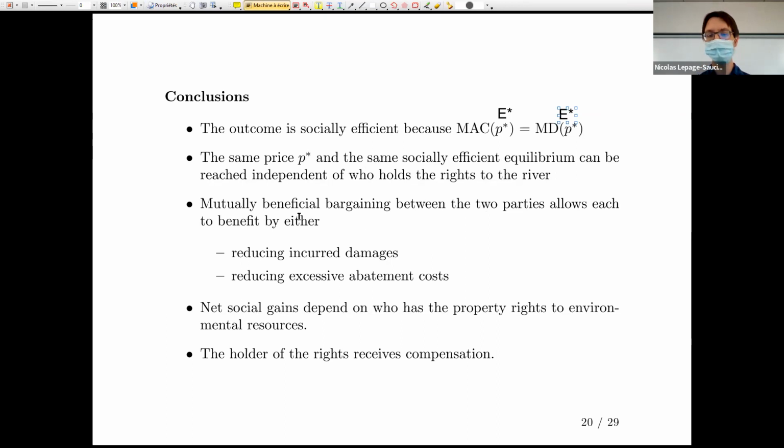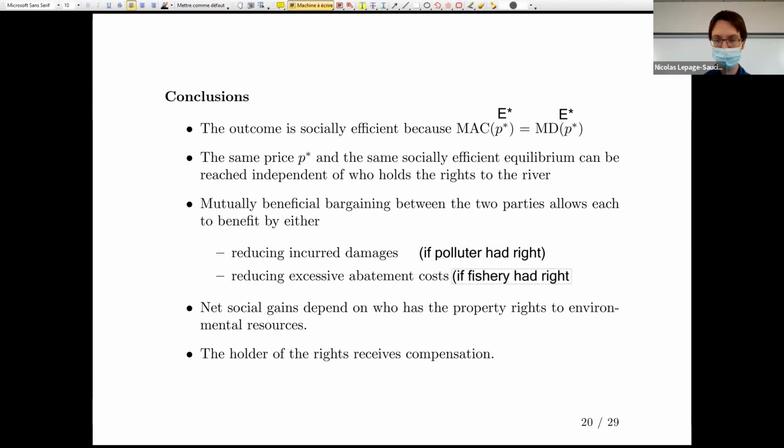Yeah, so mutually beneficial bargaining between the two parties allows either reducing incurred damage if the polluter had the right, or reducing the excessive abatement cost if the fishery had the right. So what changes? Well, the net social gain will depend on who has the property right to the environmental resource.